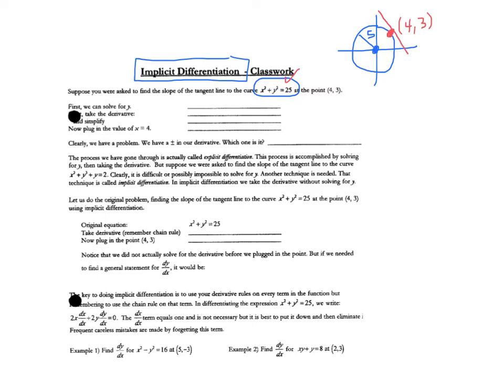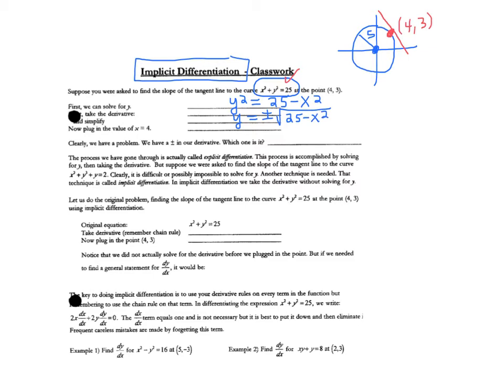So if we were to do this using traditional means, we would have to find a derivative of our function. Well, the problem is this isn't a function. If you look at the graph here, clearly it would fail the vertical line test. But suppose we tried it anyway. All right, let's try to get y alone. So y squared would equal 25 minus x squared, and then y would equal plus or minus the square root of 25 minus x squared.